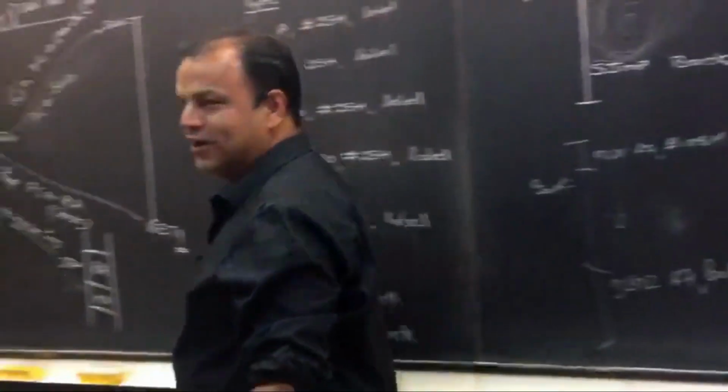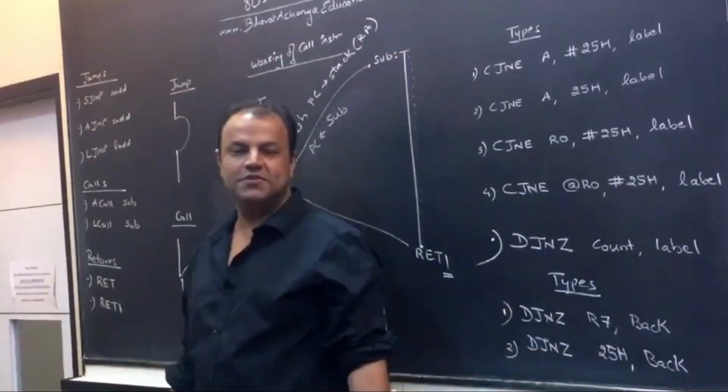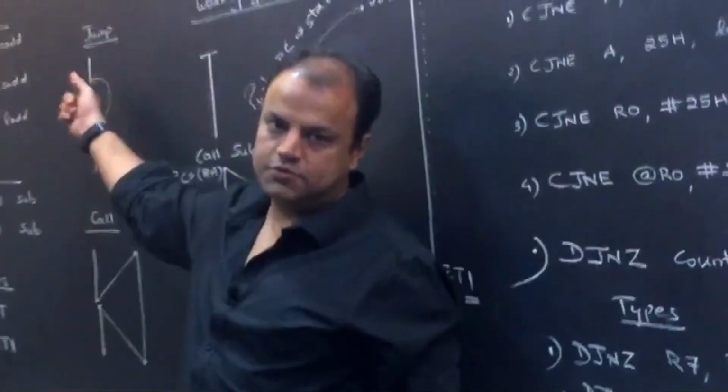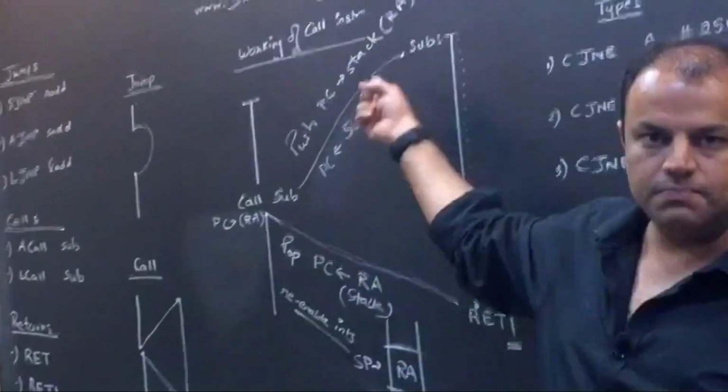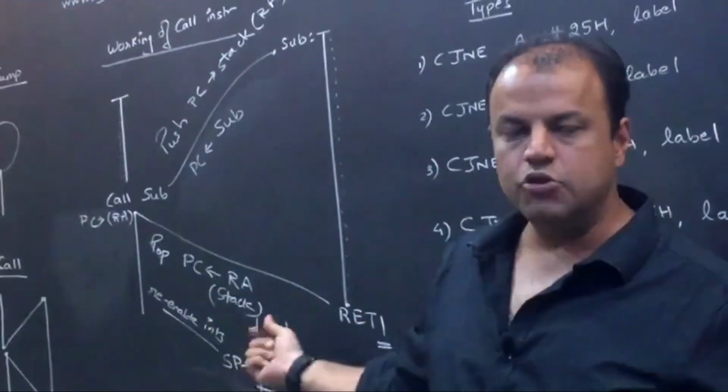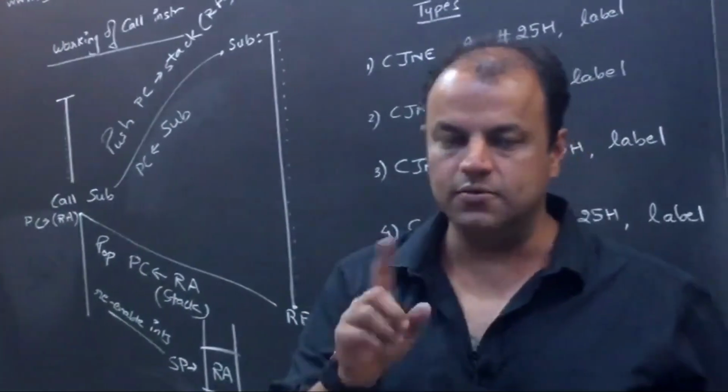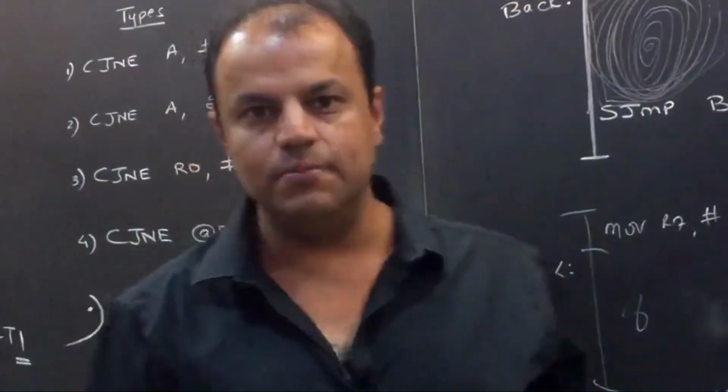So that was your whole branch control group. Let me just revise them. You have basic jumps: short, long and absolute. You have basic calls, you have return. In a call there is a push, in a return there is a pop. You have ordinary return and you have RETI. The only difference is in RETI you also enable interrupts.